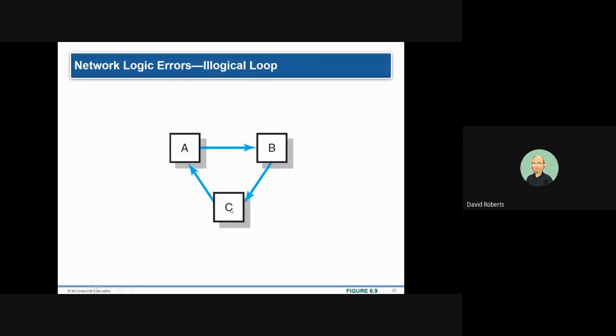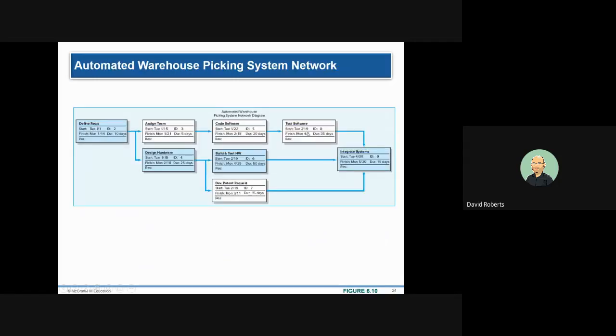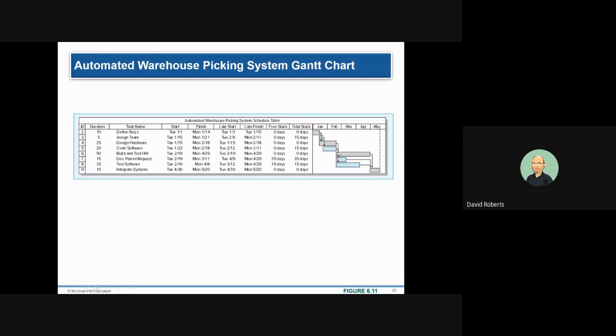So here are some logic errors. We have a loop. It's not allowed. Remember, you can't go backwards. They have identified this using a screenshot from Microsoft Project. Again, this is for Microsoft Project, so this is just some screenshots of what it would look like. In Microsoft Project, usually the critical path is red. You can change the color, but you can also see it by simply looking at the slack.